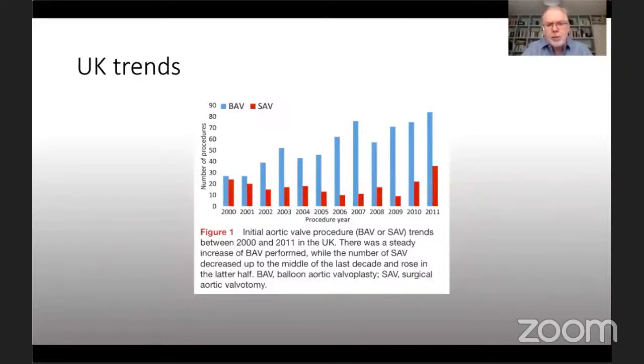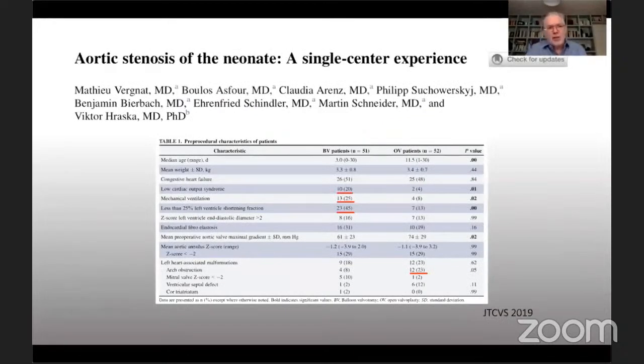It is interesting looking at the trend. The trend of surgical valvotomy decreased and has since increased, and it would be interesting to see what's happened to it ever since. And this is another very interesting study. This is single center experience of St. Augustine in Germany. It's 103 patients over about 25, 26 years, so it's retrospective, obviously.